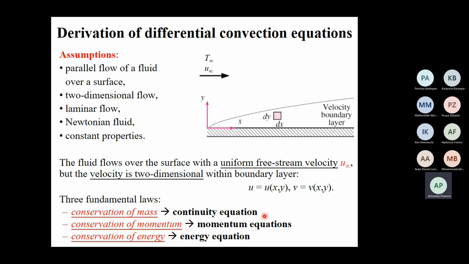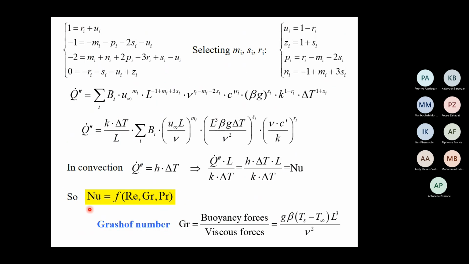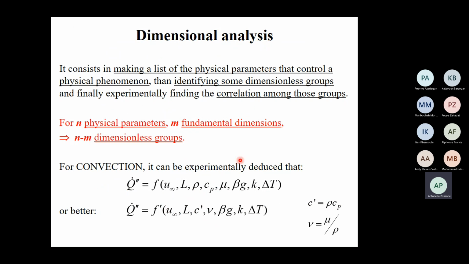I go now to the end. We want to obtain finally that for the convective phenomenon we can write a correlation, an equation that links the Nusselt number, that allows us finally to obtain the h coefficient that is our main problem in convection. So we can write the Nusselt number as a function of the other dimensionless numbers that are the Reynolds number, the Grashof number, and the Prandtl number, and use this approach.